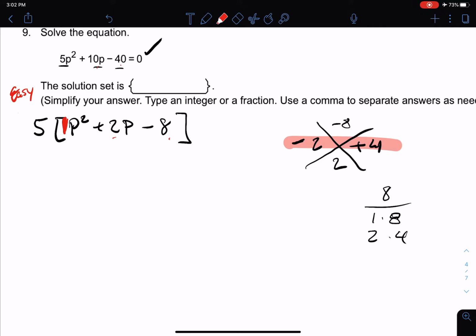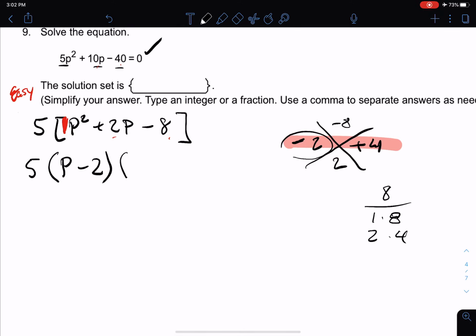So, right, this is an easy problem, so all we have to do is just write down the answer from this point. P minus 2, P plus 4. And that all equals 0, as it did at the very beginning.